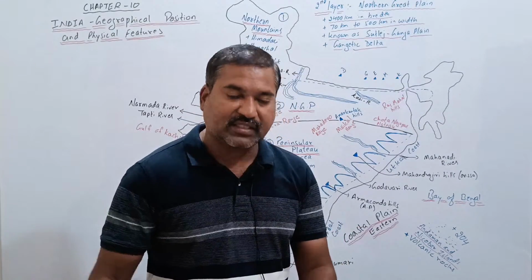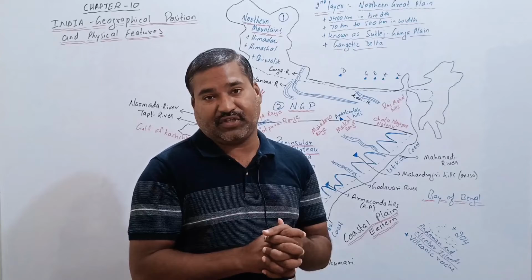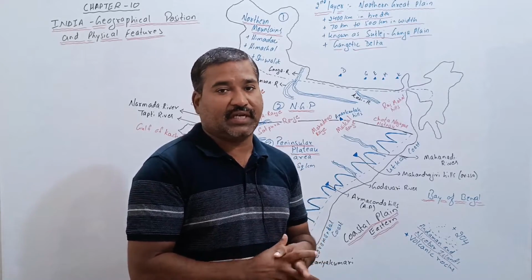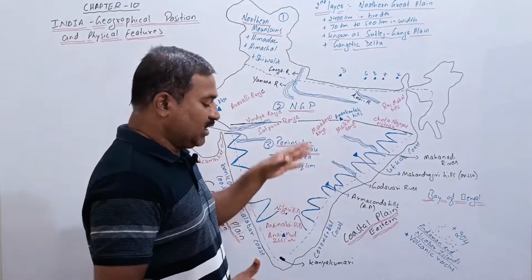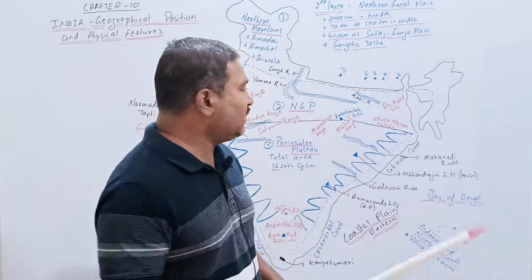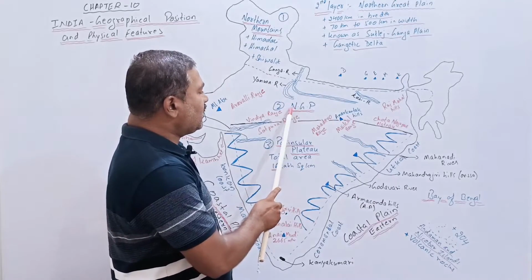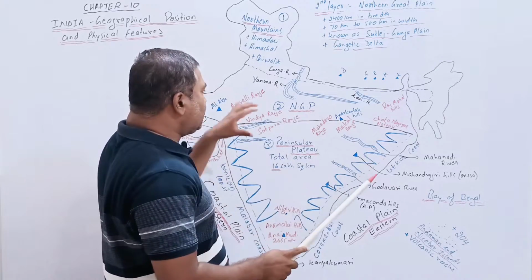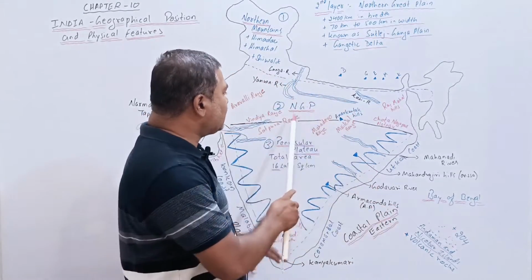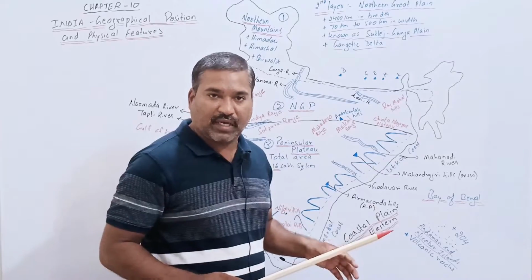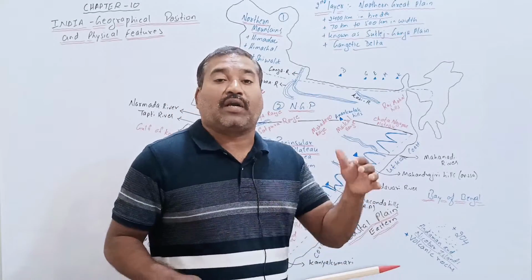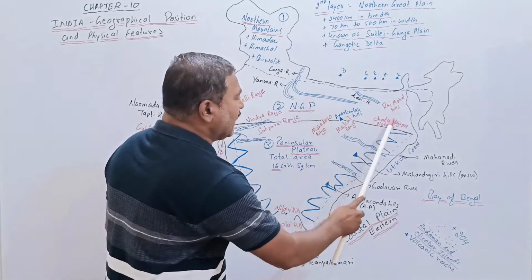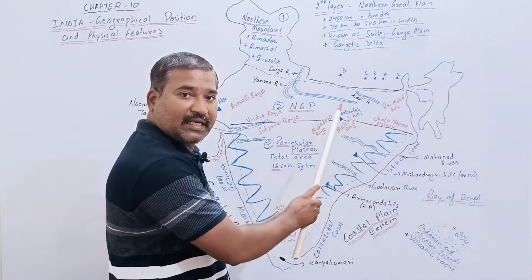Now we are on the second layer, or the second physical feature, of the chapter called Geographical Position and Physical Features. Dear students, this is the second physical division, called the northern great plain. This northern great plain is called a great plain, and it has one more name, the Satluj Ganga plain, and this portion of the area is called the Gangetic delta.